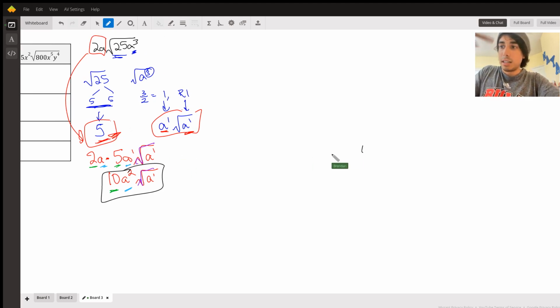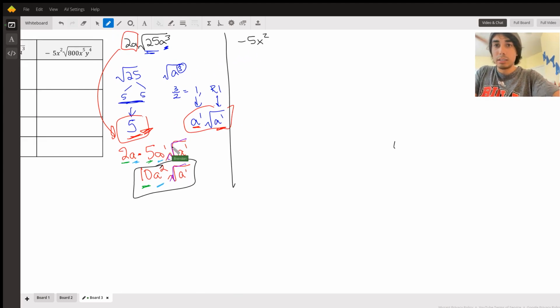All right, let's see. Negative 5x squared.